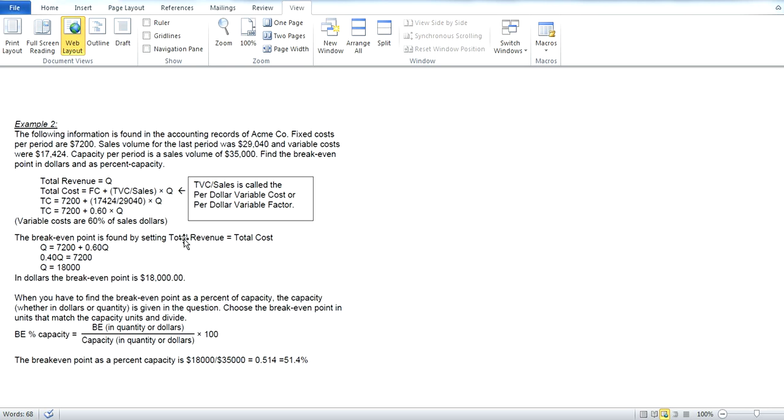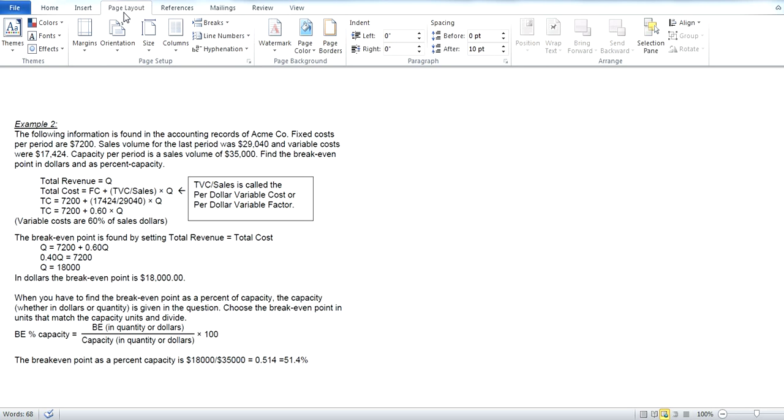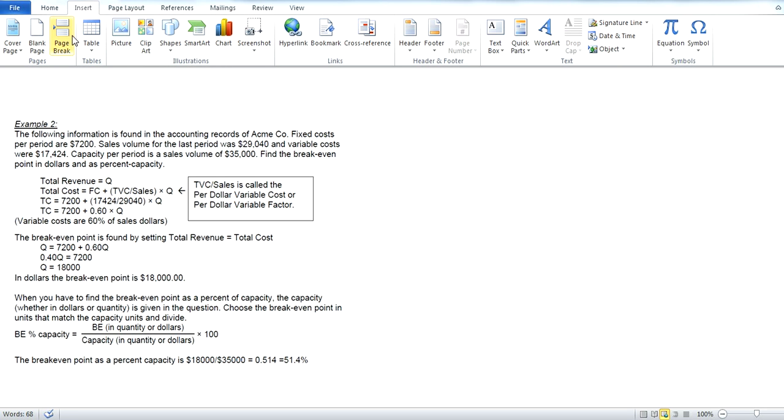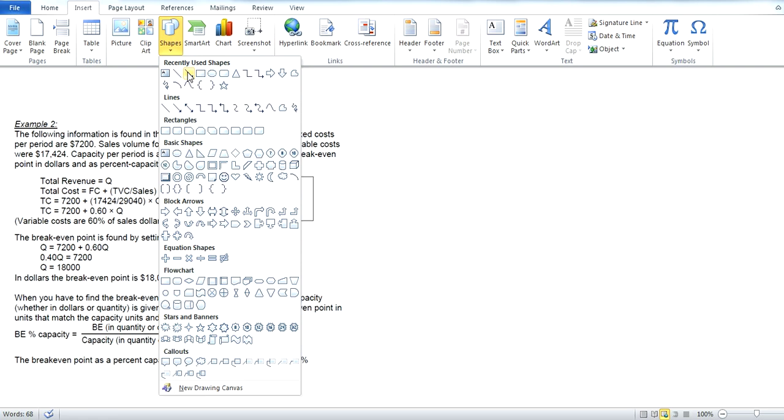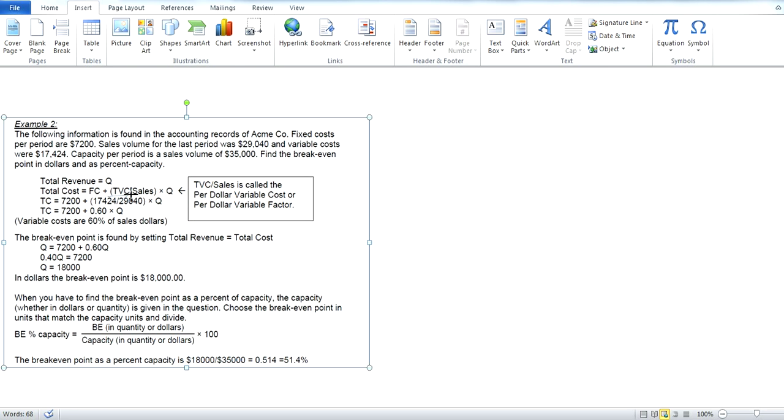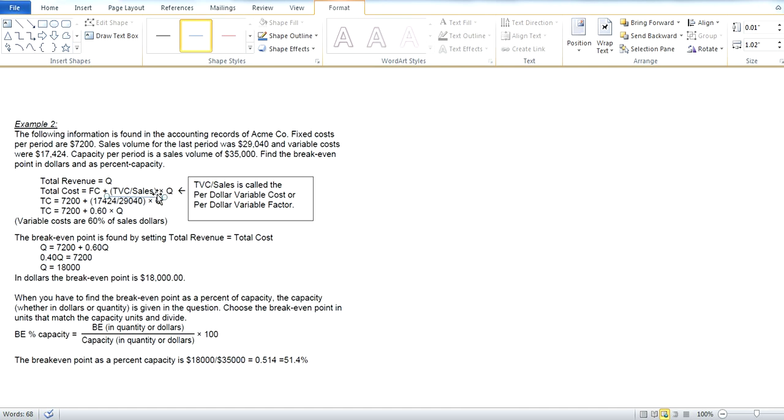All right, so the formulas are unchanged. The key difference here is that because we don't have the per unit amounts, we have the totals, we just have to find a percentage ourselves. So 7,200 is given, and then we do plus bracket. We take our variable cost, TVC, total variable cost, divide it by our sales given to us, 29,000, close bracket, and multiply by Q. 17,424 divided by 29,000 is 0.60. So 7,200 plus 0.60 times Q.